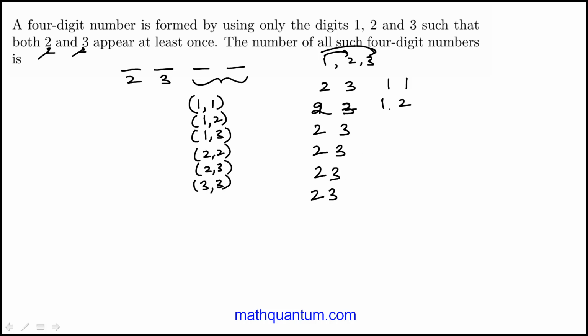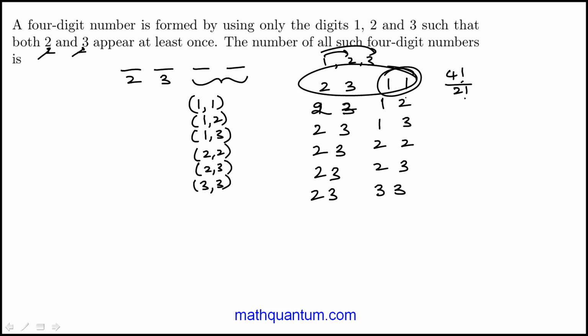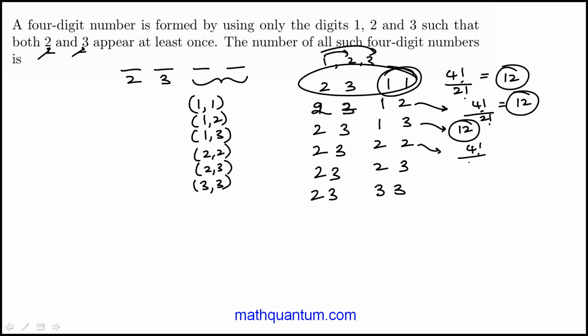So we're just arranging these 4 digits. And of course, we have these repetitions. So how many different ways can I arrange this? It's 4 factorial over 2 factorial because we have this repetition. 4 factorial is 24 over 2, that's 12. Do the same here, that's also 4 factorial over 2 factorial, 12. That's also 12.